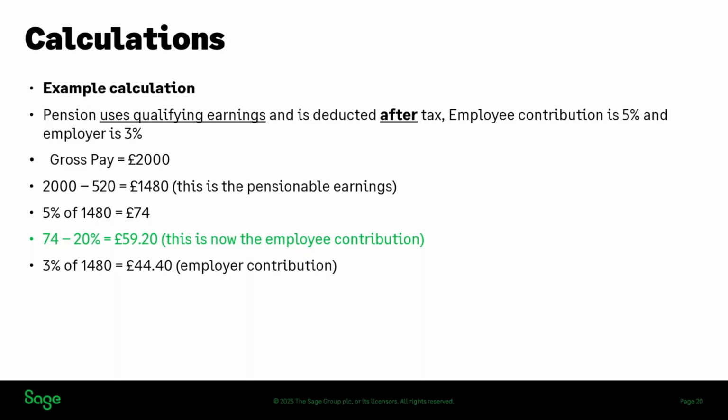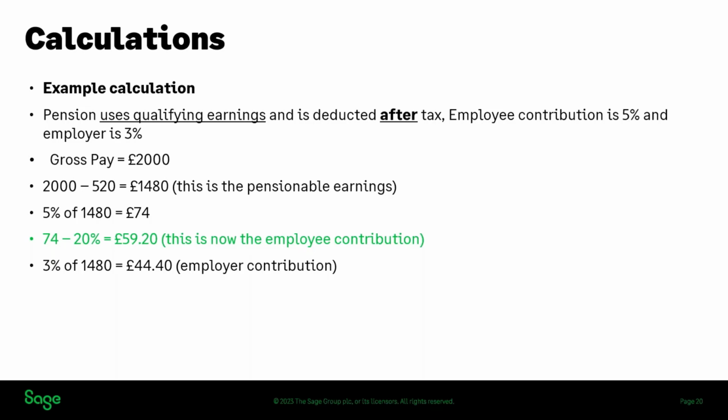So first of all, we work out the pensionable earnings by deducting the lower threshold of qualifying earnings. So £1,480 is the pensionable pay in this case. We work out the employee's percentage. So 5% of that amount is £74. But because this one is deducted after tax, you need to make an adjustment to that contribution by deducting the basic rate of tax, so deducting 20% of that amount to leave the amount deducted from the employee.